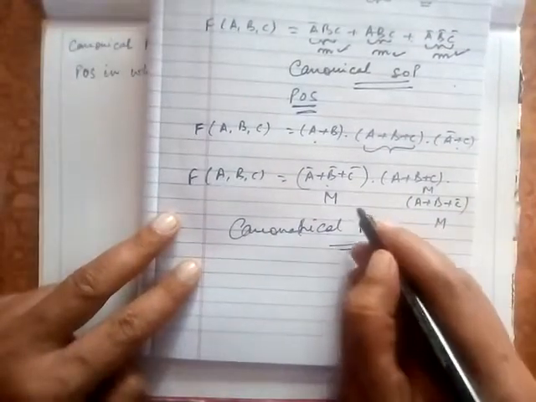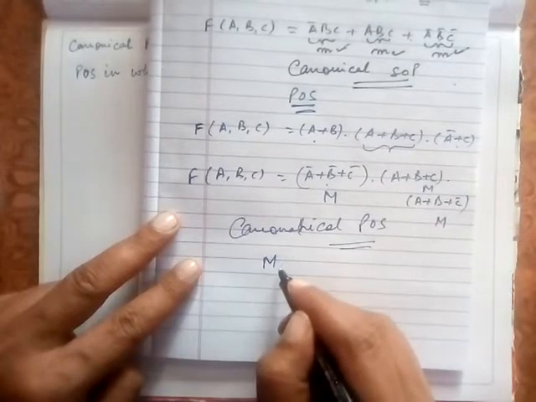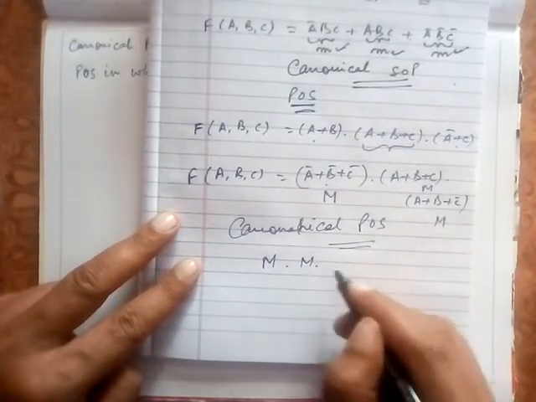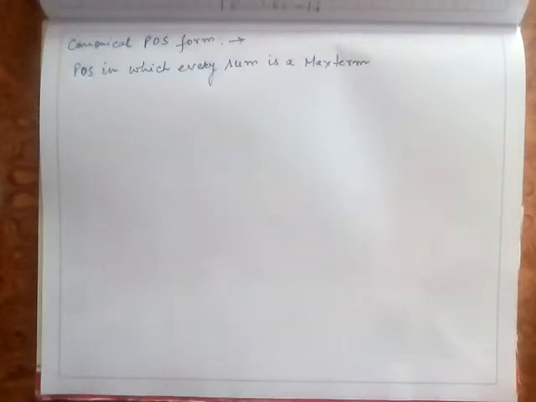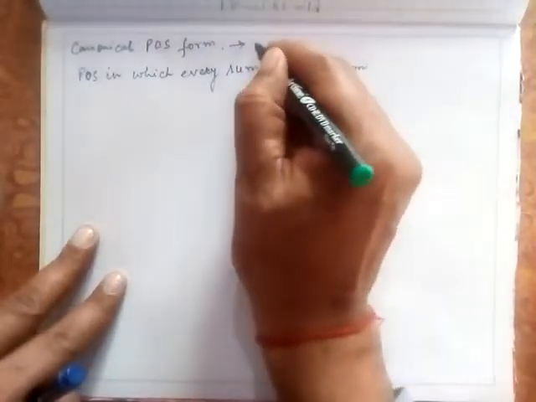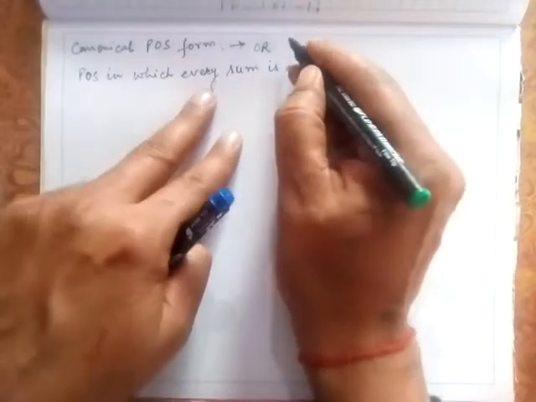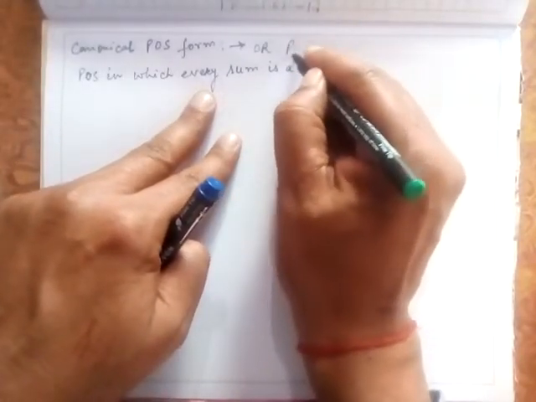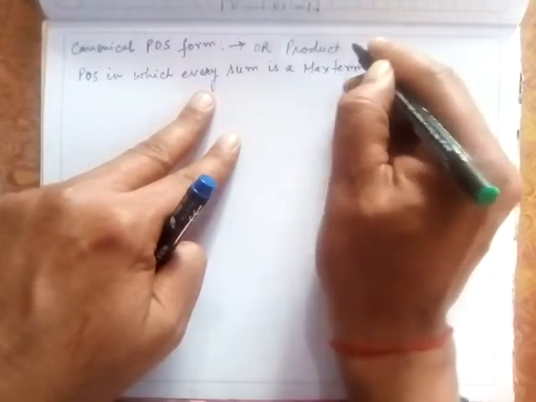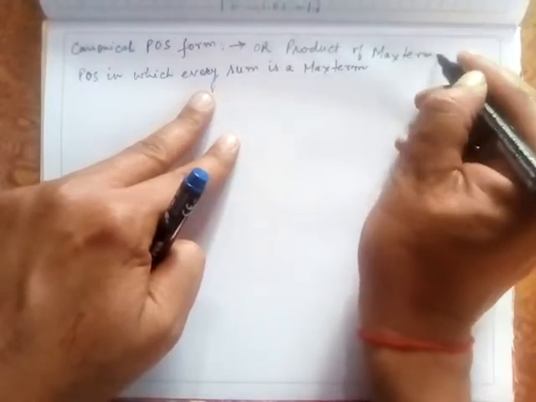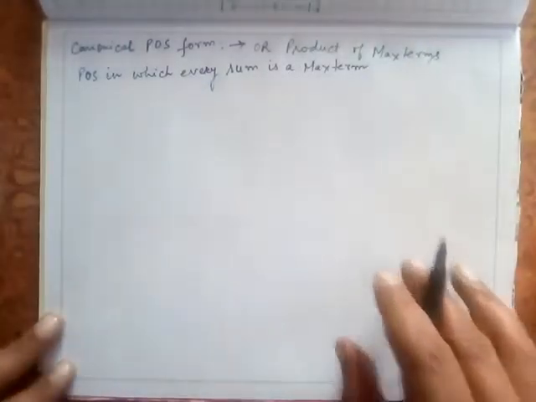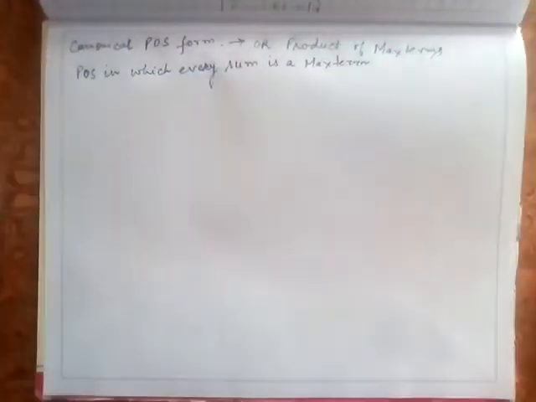At the same time, if you see, this is a product M, this is a product M. So M, some value suppose, another max term, another max term. So it is nothing, it is product of max terms. So this is also known as canonical POS, or I can say that this is also called product of max terms. It is product of max terms. I hope that this is clear to you. Either canonical POS or product of max terms.